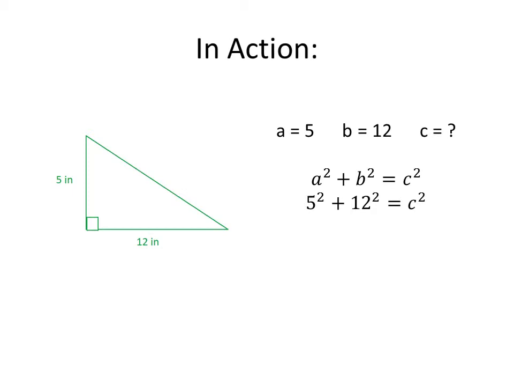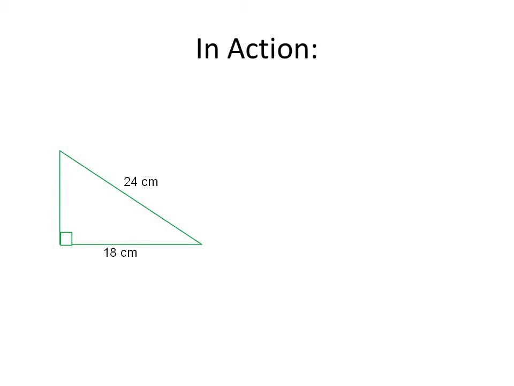5 squared is 5 times 5, which is 25. 12 squared is 12 times 12, which is 144. Add those together, we get 169 is equal to C squared. We're going to take the square root of both sides, because we just want C, we don't want C squared. So the square root of 169 is 13. Okay? So the length of our hypotenuse here is 13 inches.